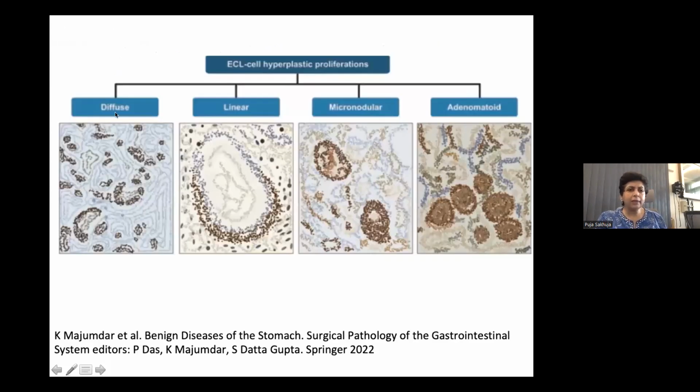So these bands can be of various types. The endocrine cell hyperplasia can be diffuse, linear, micronodular, or even adenomatoid. And sometimes these may be considered as a precursor to development of neuroendocrine tumors. So this note must be mentioned in your report.